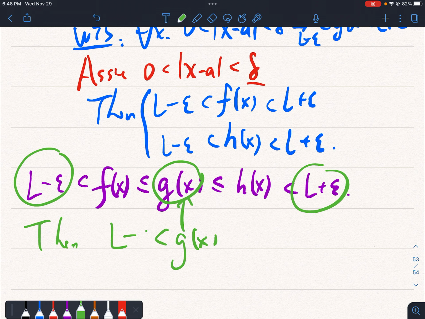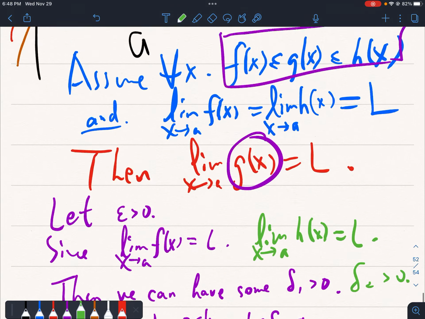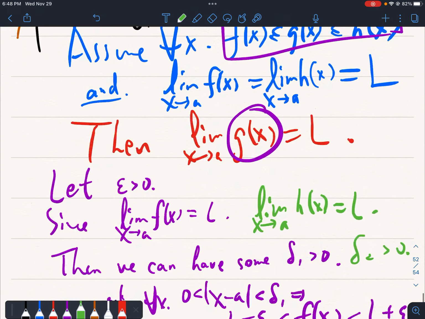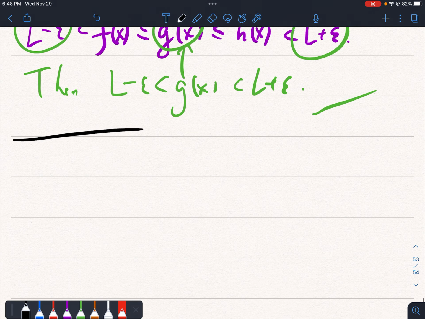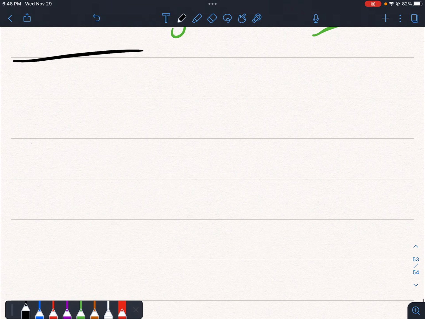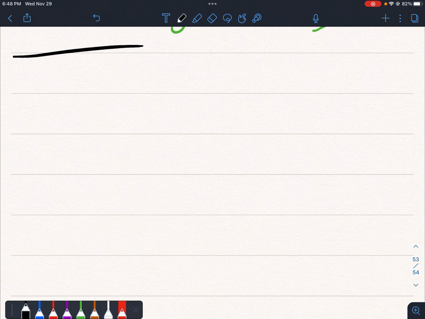Because then this shows that g of x is bigger than L minus epsilon and less than L plus epsilon. So that is a proof of the squeeze theorem. Okay, and this makes sense. So let's take a look at some examples when we can use the squeeze theorem.